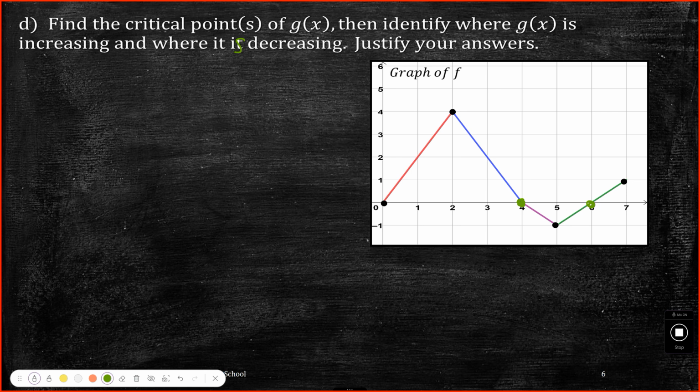Now, here's my question. Why is this not a critical point, or why would it be a critical point? Because it's an endpoint. But it's still equal to 0, though, isn't it? It's still equal to 0.